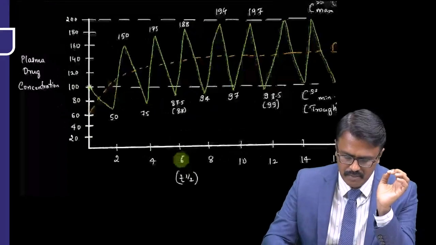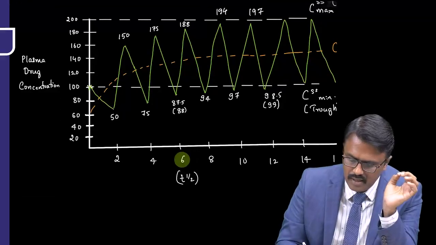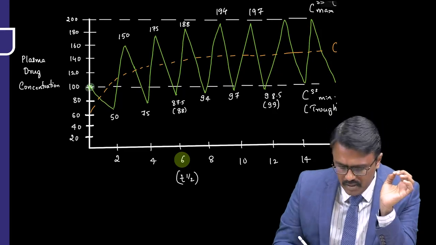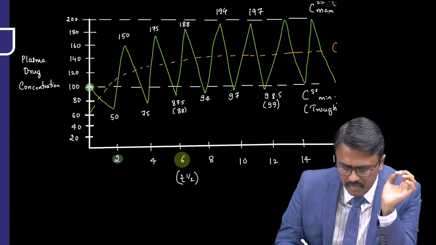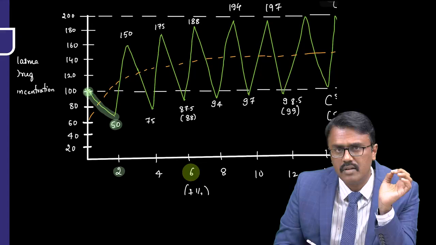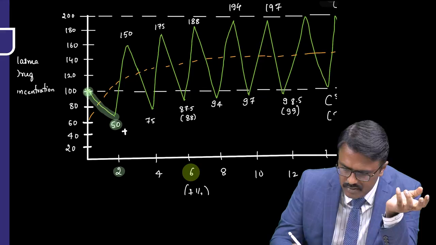So this is the example now. What I did is, initially I gave the drug 100. Now what happens in the first half-life? 100 will become 50. 100 reduced to 50. That is 50%. So what I did is, I gave another 100 to this.